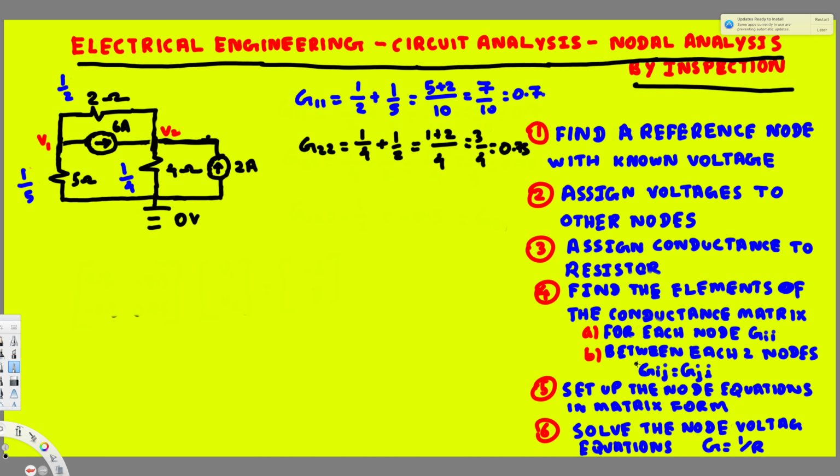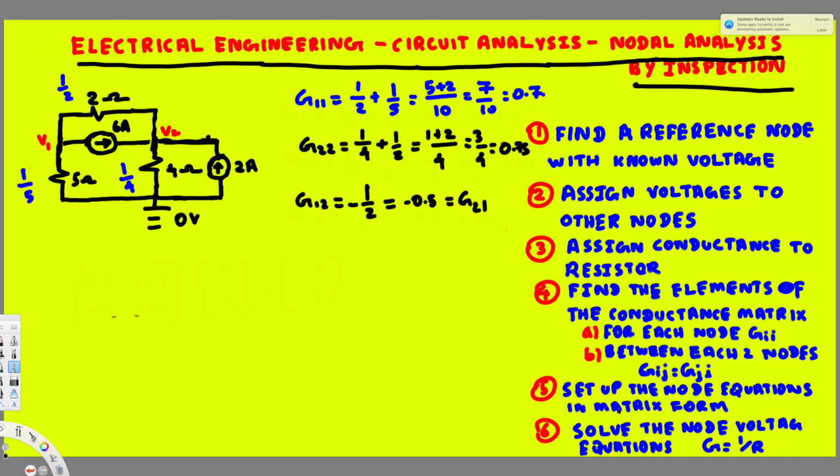And the next step is between each two nodes. Now we have found the conductances for each node, and now we have to find between this V1 and V2. Between this V1 and V2 we have only one conductance connected, that is 1 over 2. So G12 is going to be equal to 1 over 2. But here's the main thing. One more thing we have to do: we have to put a negative sign. This is only for this process, between each two nodes, right? So this is going to be equal to negative 0.5, and this is also going to be in G21.